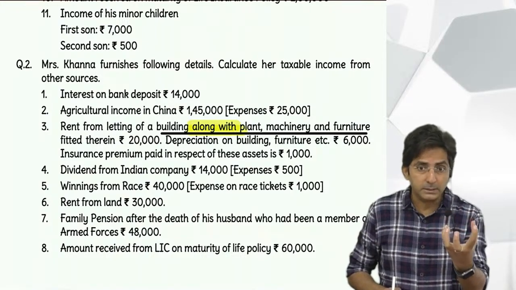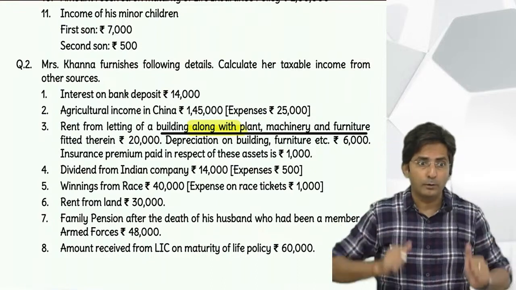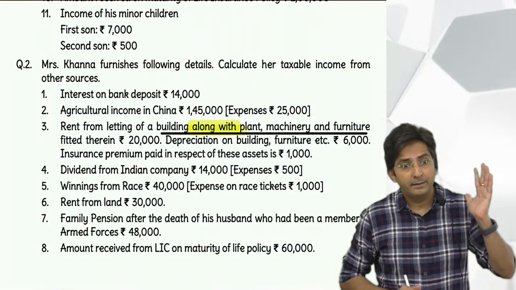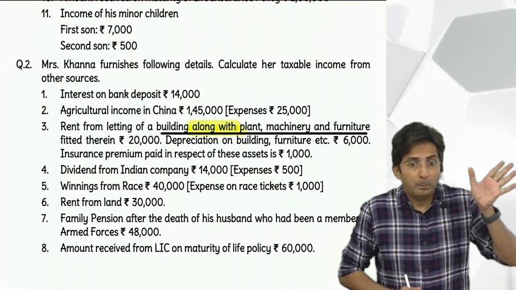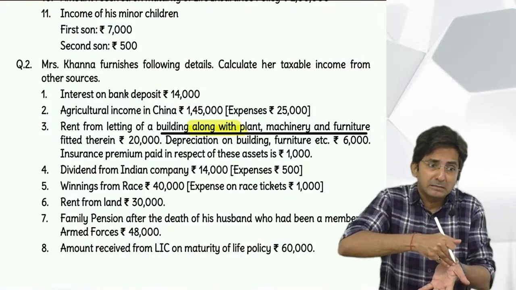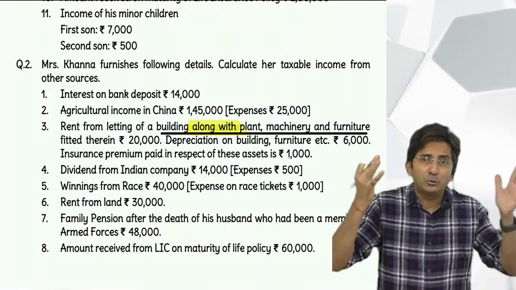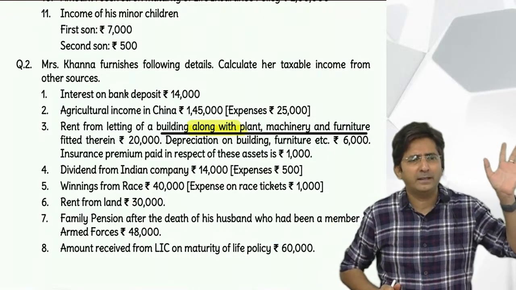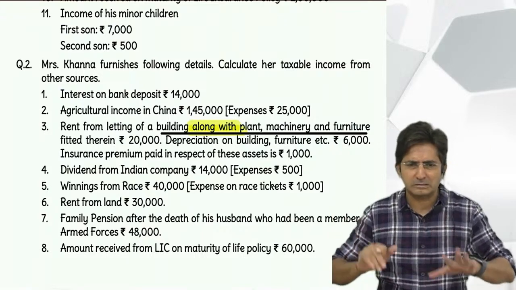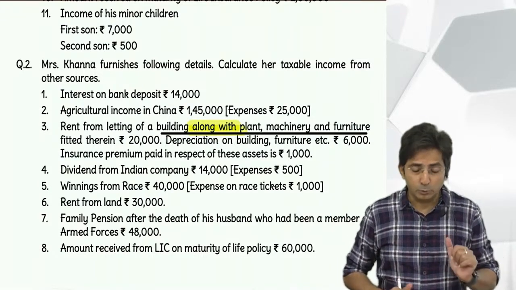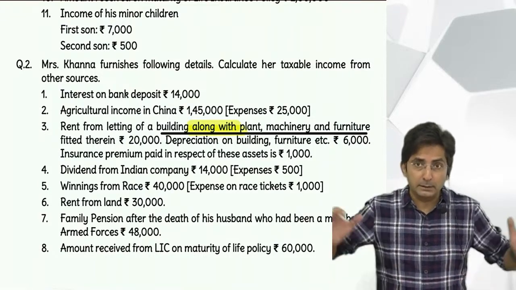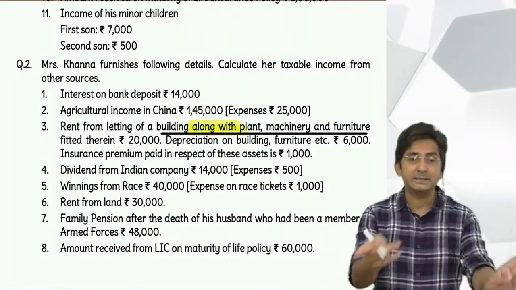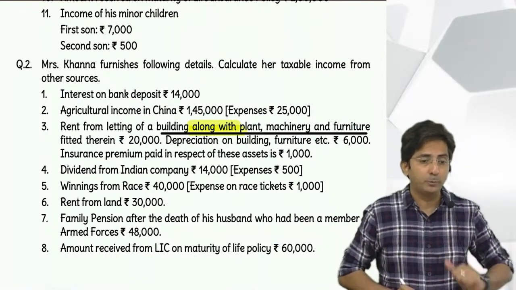Because building means a structure of four walls and a roof, which is actually categorized under a different head of income, income from house property. But in that, other assets are mixed. So building loses its identity. It doesn't go to house property. It comes to income from other sources. Many students, whenever they see a group of assets, think it's composite. It's not like that. Building plus other asset, that combination should be there.